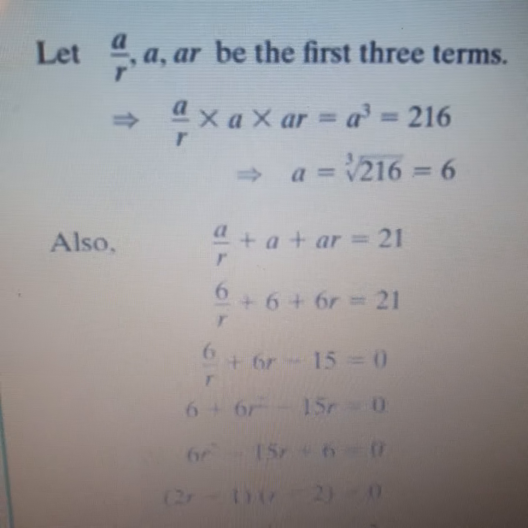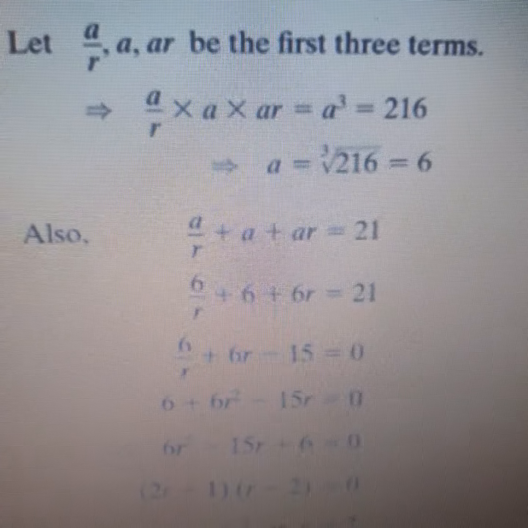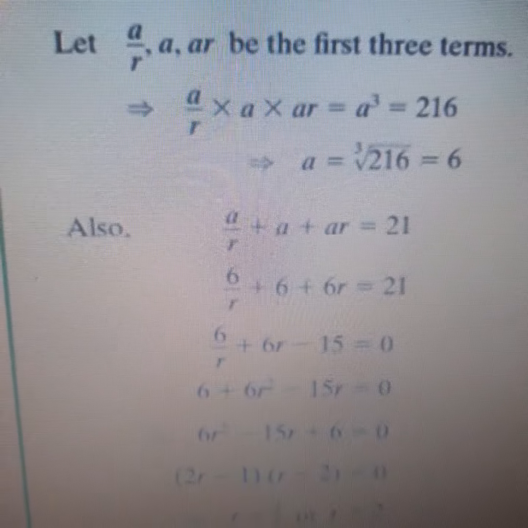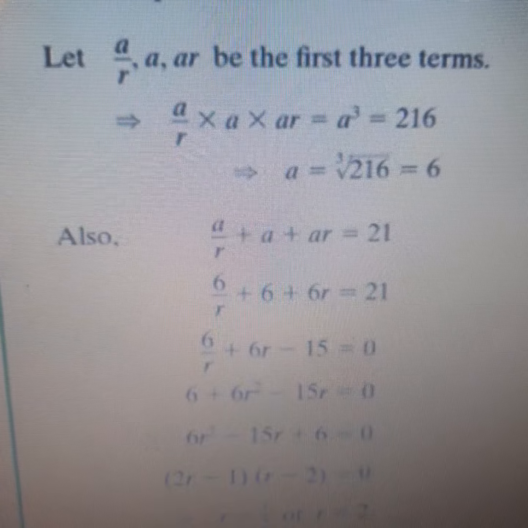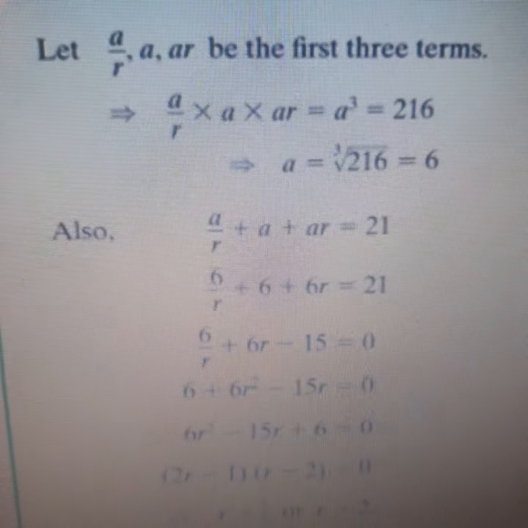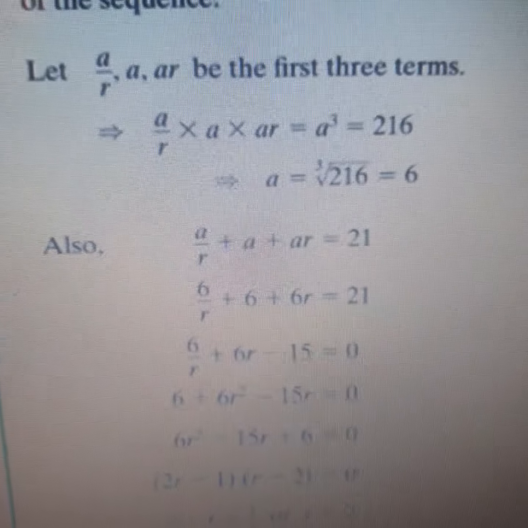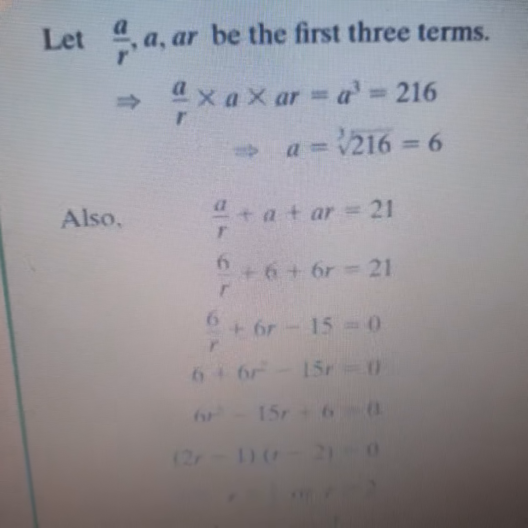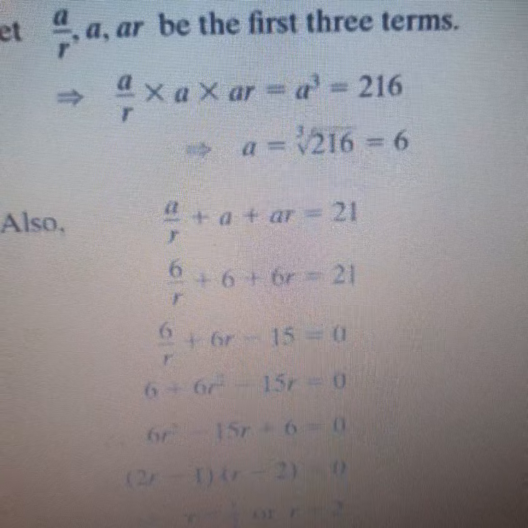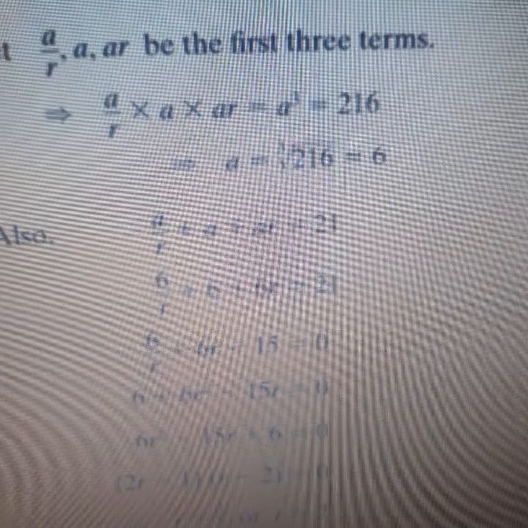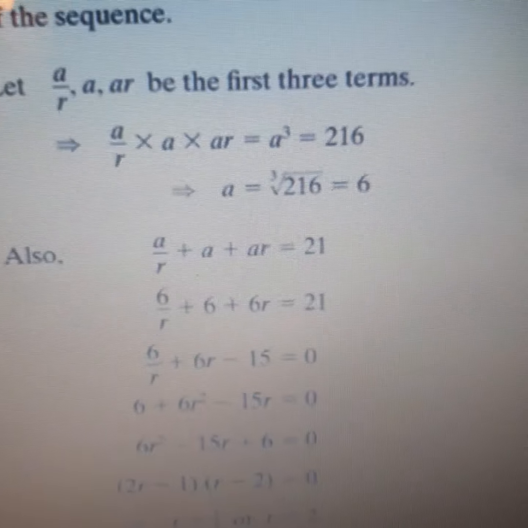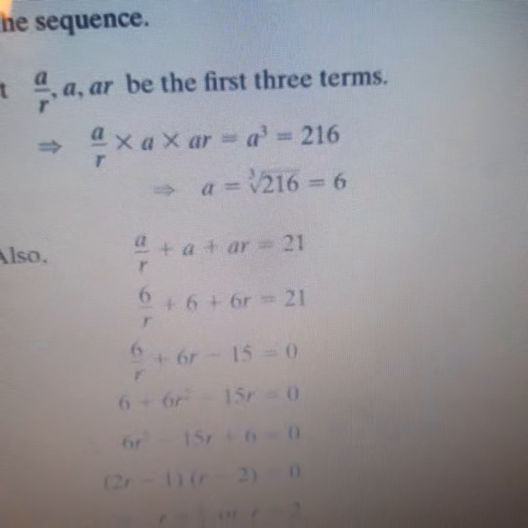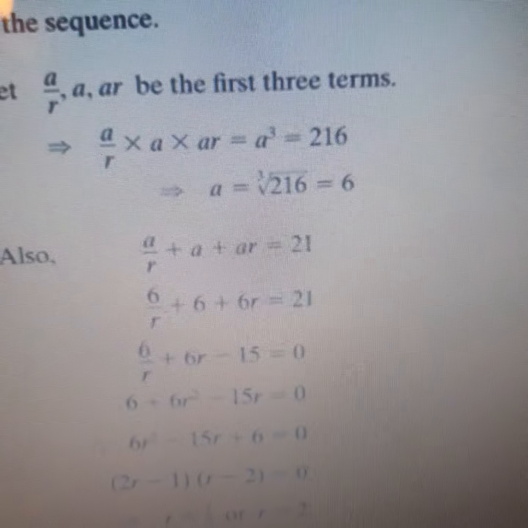So it said the product of the first 3 terms equal to 216. Okay, so we would have A over R multiplied by A multiplied by AR, right? Now, very simply then, the R's will just divide into each other and you'll be left with A times A times A, which is A cubed. So A then is equal to the cube root of 216, which is equal to 6. Okay, so that gives me my first term, which is 6.